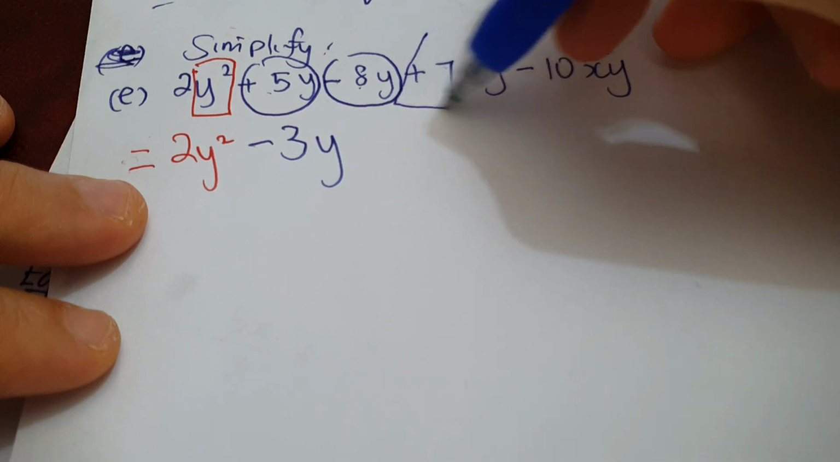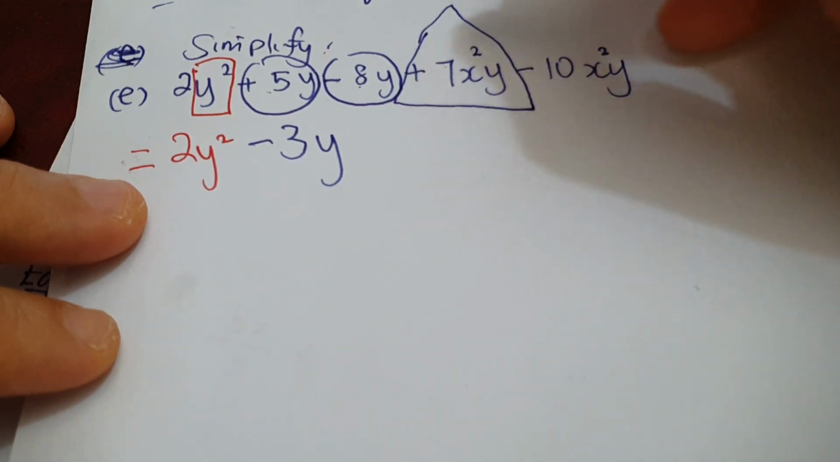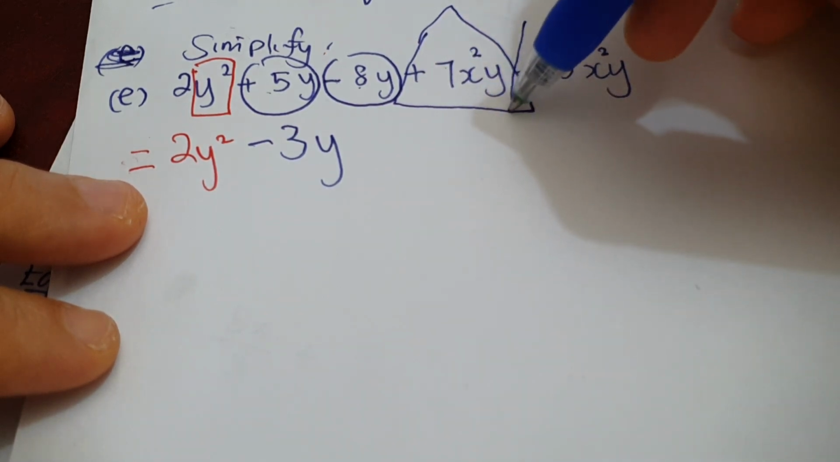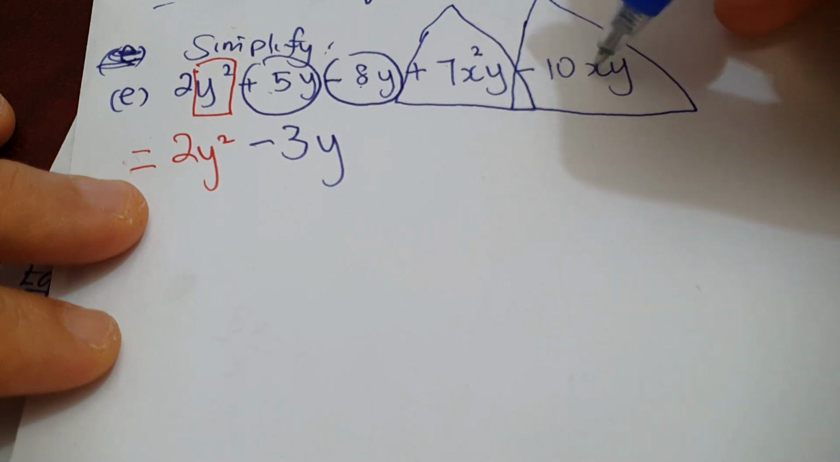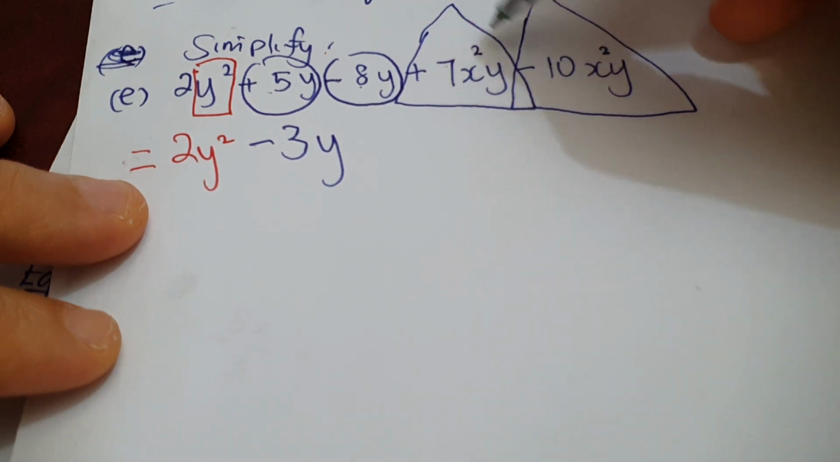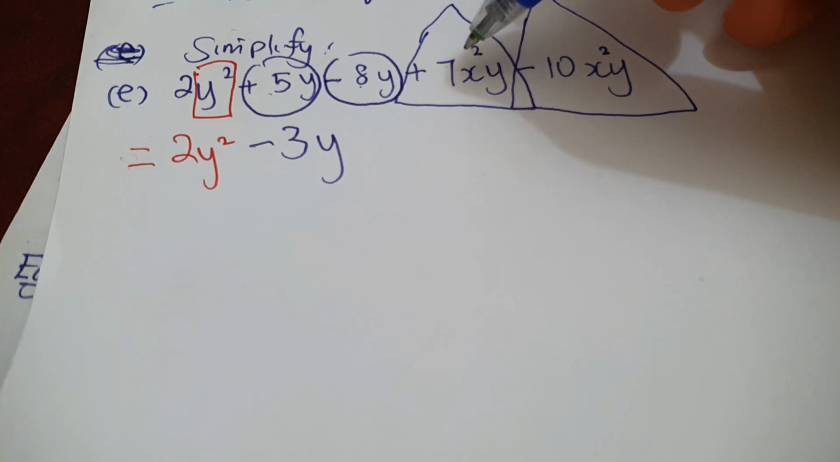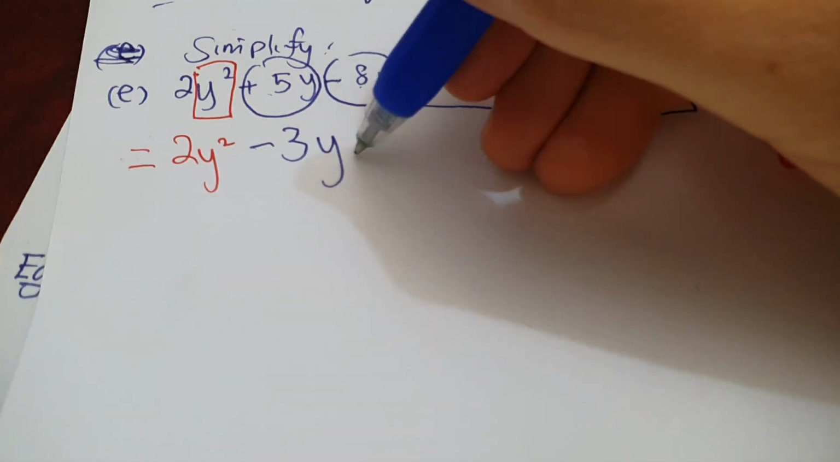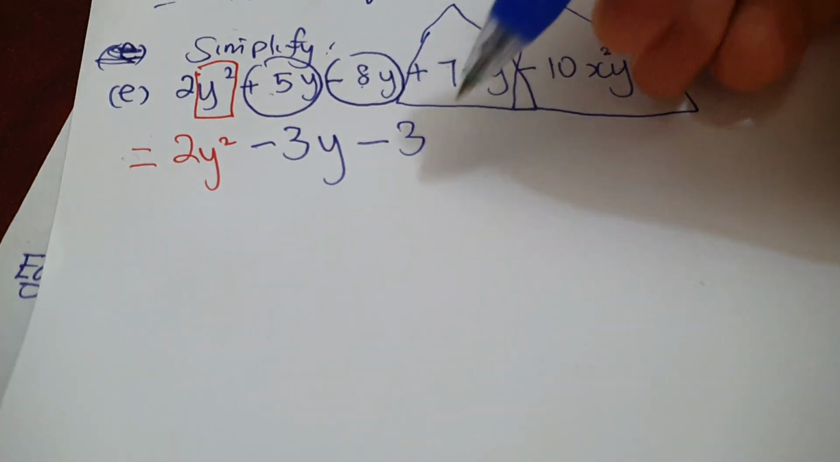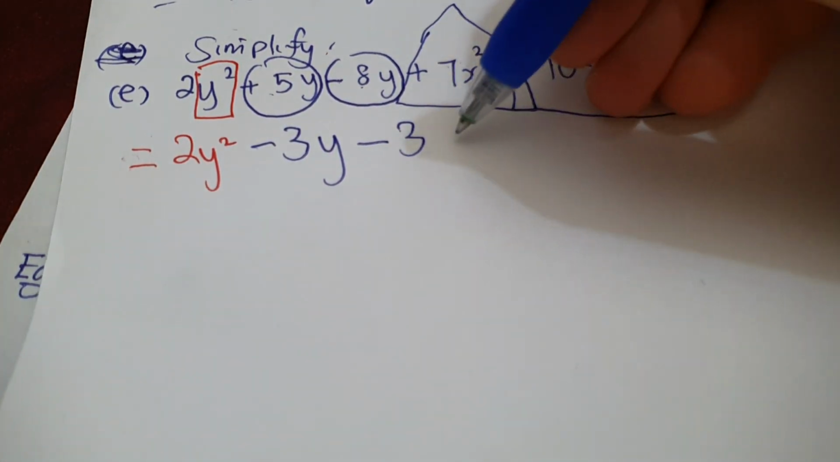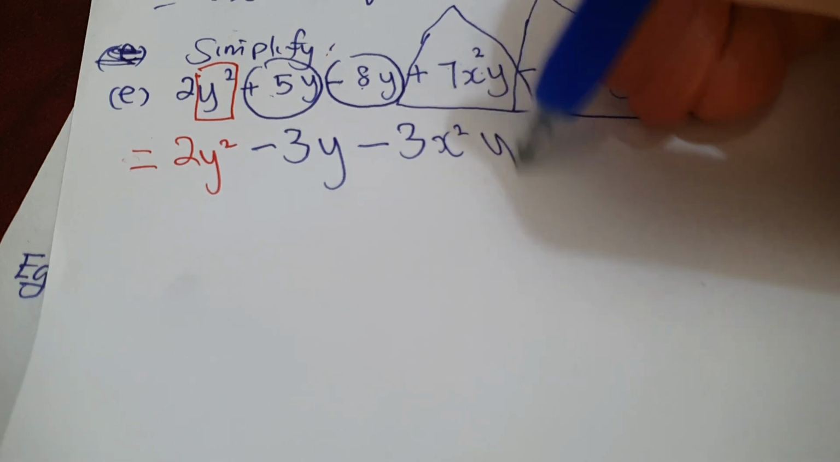7 plus 7x square y minus 10x square y. This x square y and this x square y, they are the same thing. So you can combine them together. So how do you combine them together? Just press calculator, okay? Don't use mental. During exam, don't use mental. Press calculator, 7 minus 10. Calculator will tell you it's minus 3. But you cannot just write minus 3 because it's minus 3x square y.